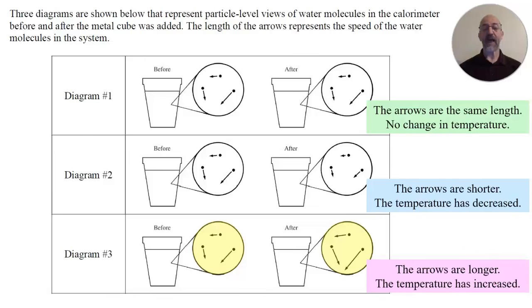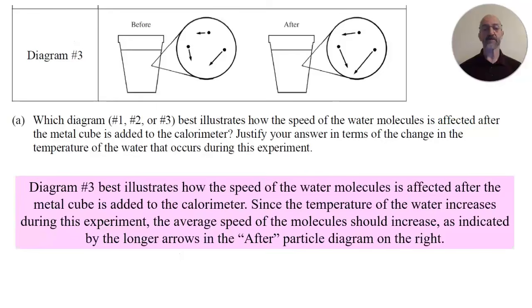So the answer to part A of question 4 is the following. Diagram 3 best illustrates how the speed of the water molecules is affected after the metal cube is added to the calorimeter. Since the temperature of the water increases during this experiment, the average speed of the molecules should increase, as indicated by the longer arrows in the after particle diagram on the right.